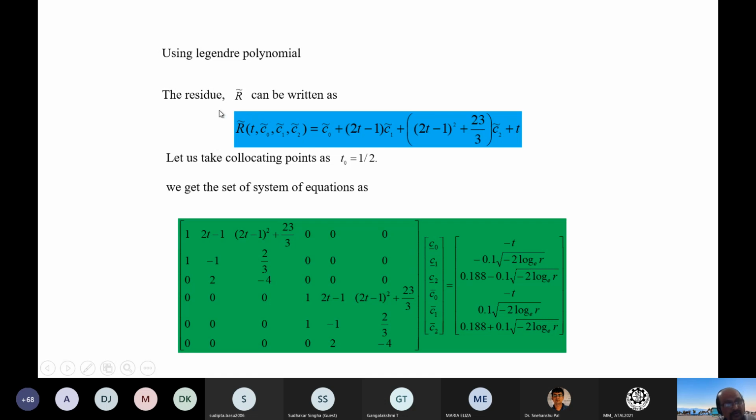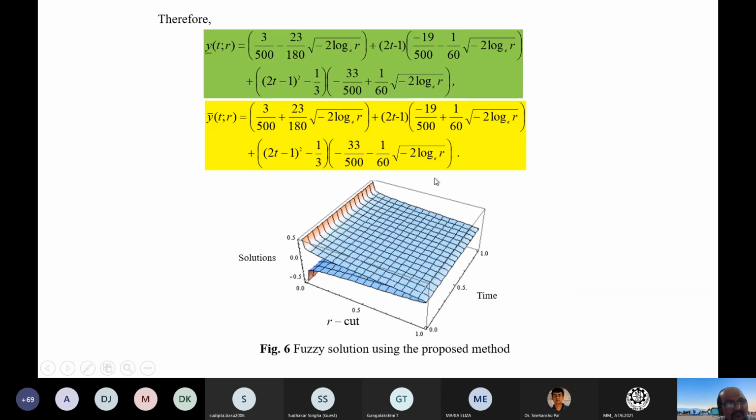So you need to find R tilde, that means your residue. I have taken a 3-term solution, C0, C1, and C2 with tilde, and then collocate at 0, half and 1. So I will get 6 variables. In terms of intervals, I have 6 constants: C0 lower, C0 upper, C1 lower, C1 upper, C2 lower, C2 upper. So I will get AX equal to B form, and this I can solve. After solving, I can put these C values and I will get the solution.